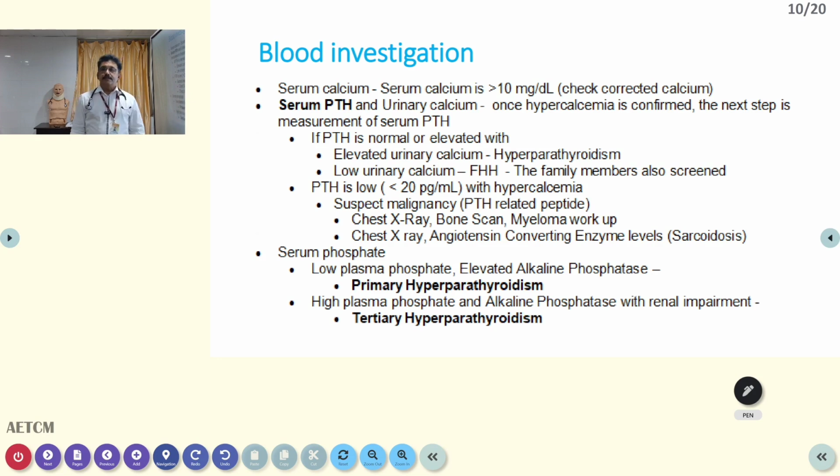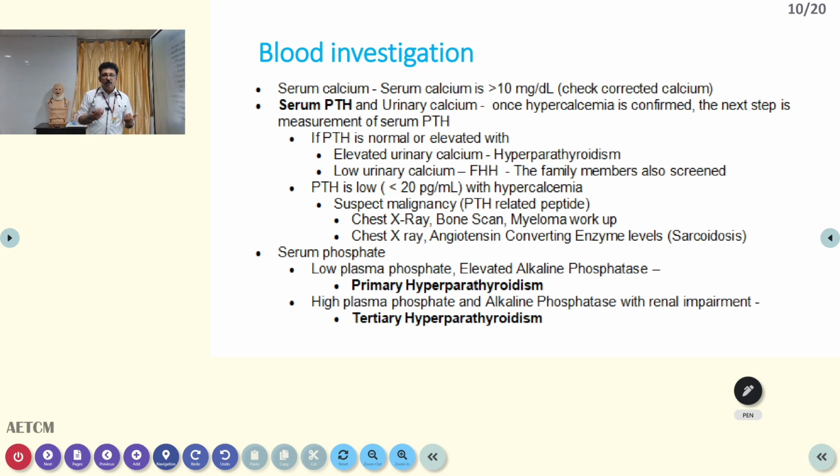Now, blood investigation. Once you make a possible diagnosis of hypercalcemia, you should remember conditions like the patient having previous malignancies, hyperparathyroidism, or multiple myeloma. All these patients can present with altered behavior, severe bone pains, ECG short QT interval. Then you have to check the calcium level along with serum albumin.